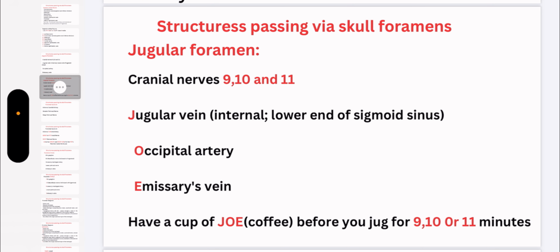Have a cup of joe, which means coffee. If you Google JOE, it will mean coffee. Have a cup of joe before you jog for 9, 10, or 11 minutes. Stupid way to memorize, but there's nothing you can understand here. You have to memorize this stuff.